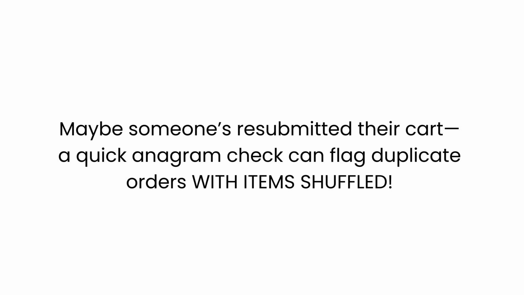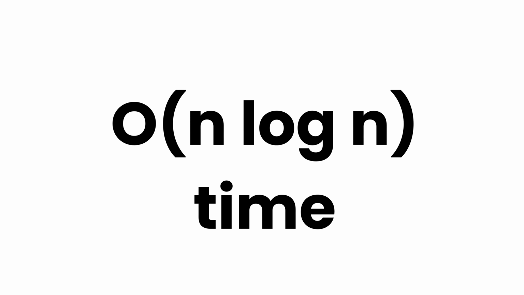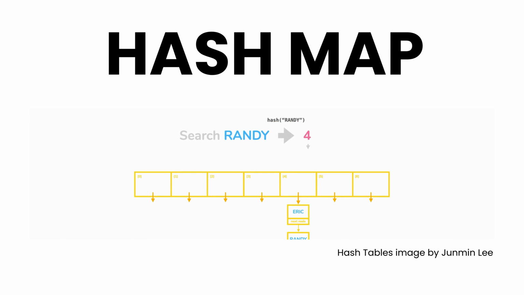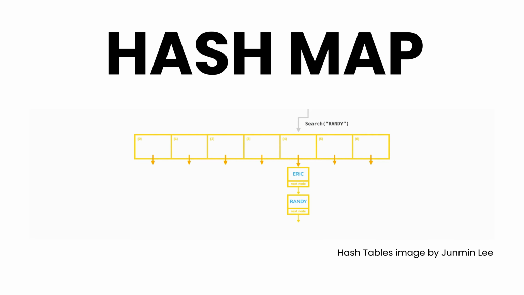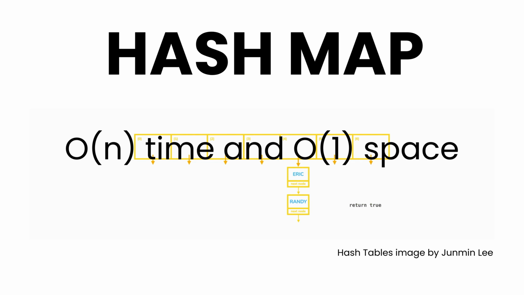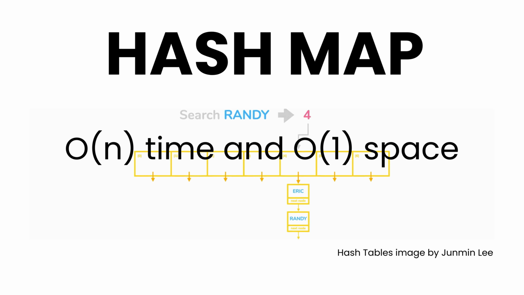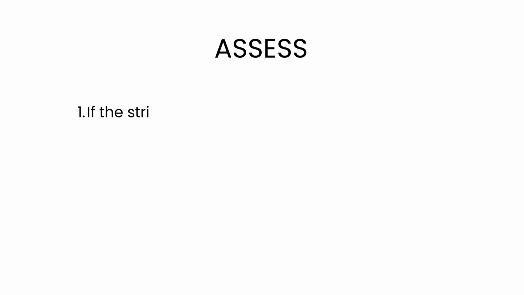What challenges do we face? At first glance, you might think, just sort both strings and compare. That's valid, O(n log n) time, simple, but maybe not optimal for very large datasets. A more efficient way? Use a hash map, or an array if all chars are lowercase English letters, to count occurrences for each character in both strings, and then compare the results. O(n) time and O(1) space, since our alphabet size is fixed. Here's our plan.